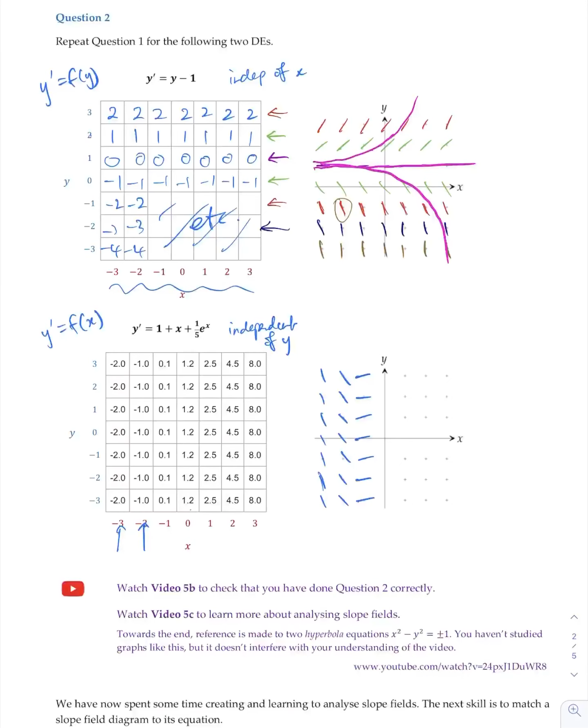And 1.2 is a bit more than 1, if I can manage that. And then 2.5 is pretty steep. And 4.5. And 8, well, you can't tell the difference between 8 and vertical.